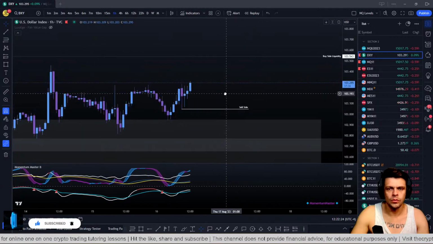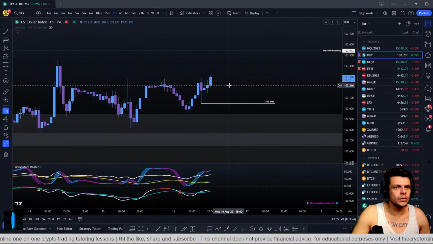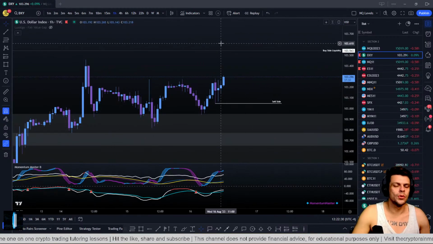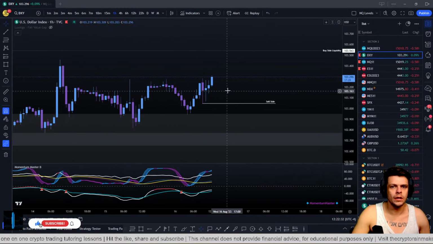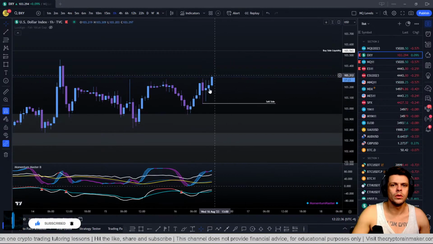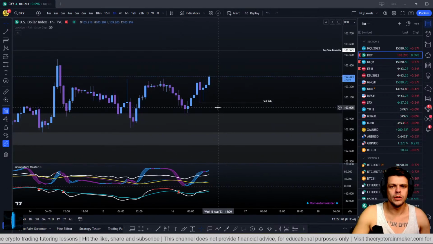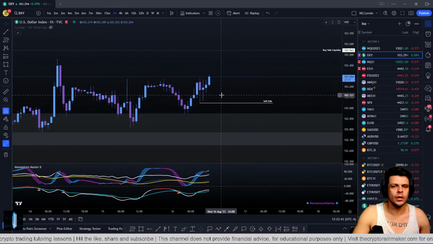Cool, so that's marked off. The reason I'm marking this off is that a lot of the times, even though the draw on liquidity is to the upside, it will just grab this local liquidity pool and then move to the upside. So this could be a potential long opportunity if you are trading forex.